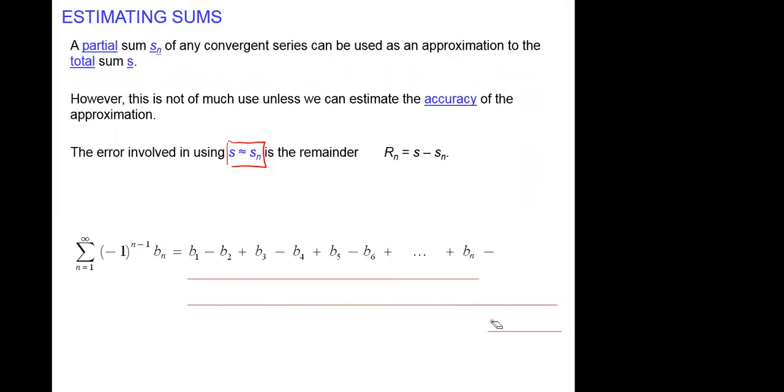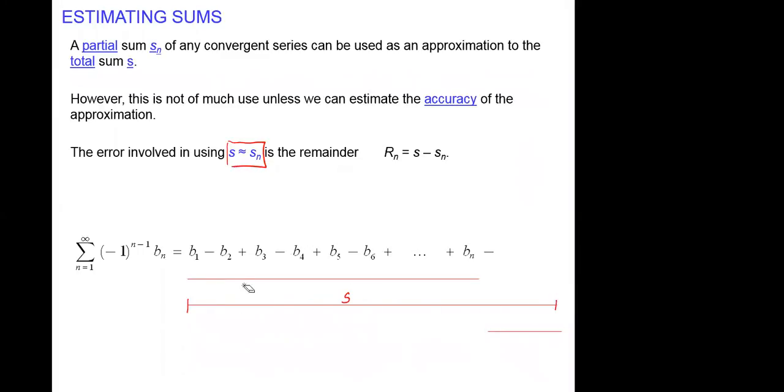Let's look at these lines, and I will try to explain this. We have an alternating series, but again, we're just talking about the convergent alternating series. The entire long line will represent the entire sum, S, which of course I don't know. We know that it's convergent because B sub n is positive, has limit 0, and is decreasing. That means that S exists.